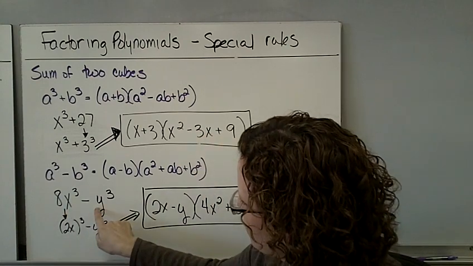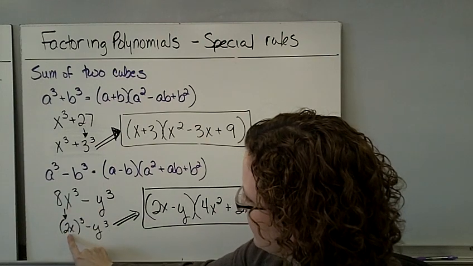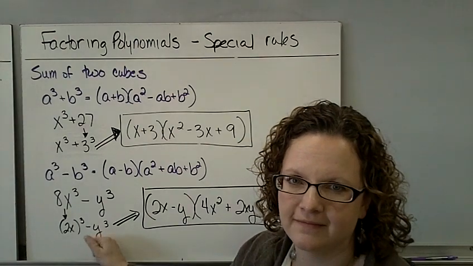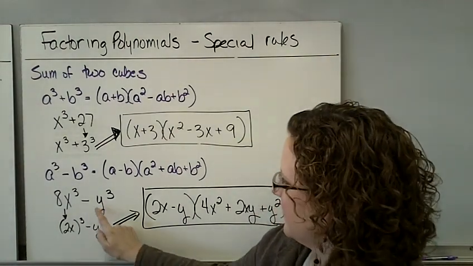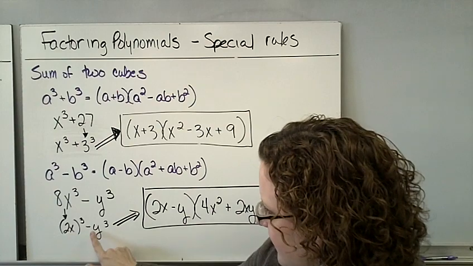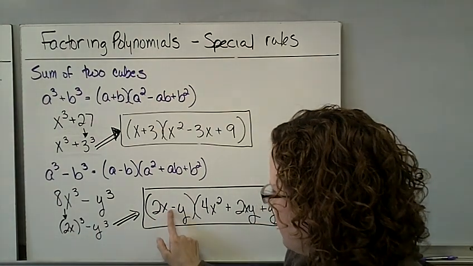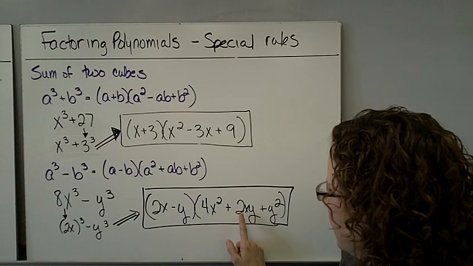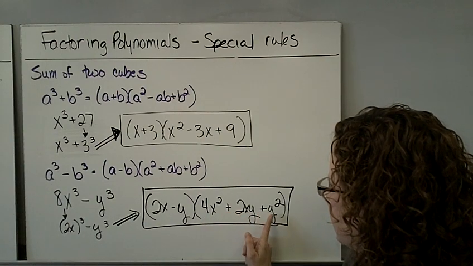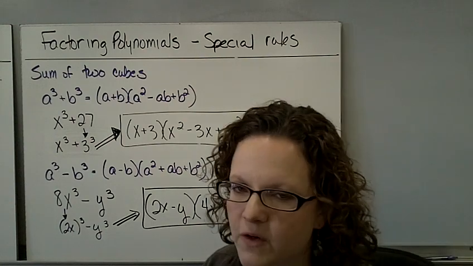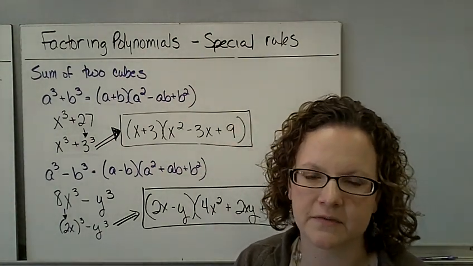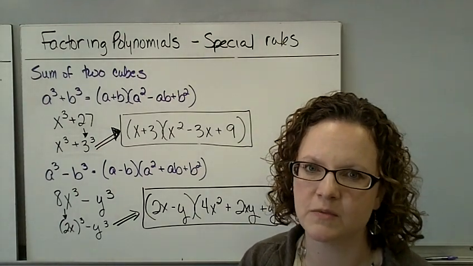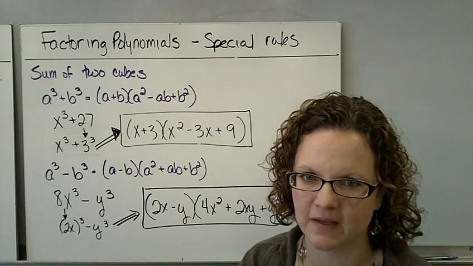Difference of two cubes. 8x cubed is the same as 2x raised to the third power. 2 times 2 is 4, times 2 is 8. Minus y cubed. So we have a and b. A minus b, a squared plus ab plus b squared. They're always going to work out like that. Our goal here is to find out what is a, what is b. So you have a difference of two cubes, and we have to figure out what is a, what is b.